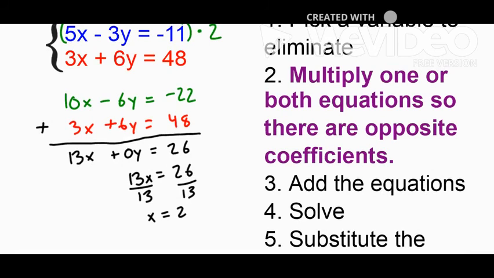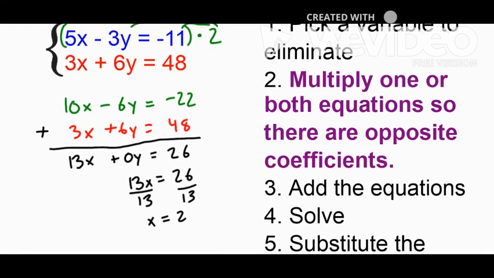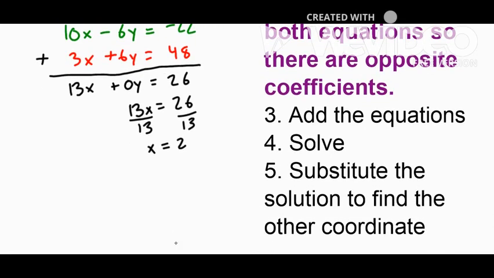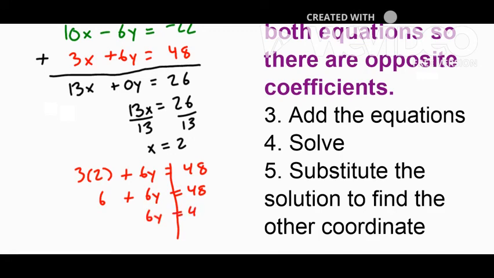So there's my x-coordinate, and the procedure is the same as everything else. I need to find the y that goes with it. I'll use the red equation, because it doesn't matter. So I do 3 times 2 plus 6y equals 48. And I solve this. That would be 6 plus 6y equals 48. Subtract 6, so that would be 6y equals 42. Divide, y equals 7. So my solution here is the point (2, 7).